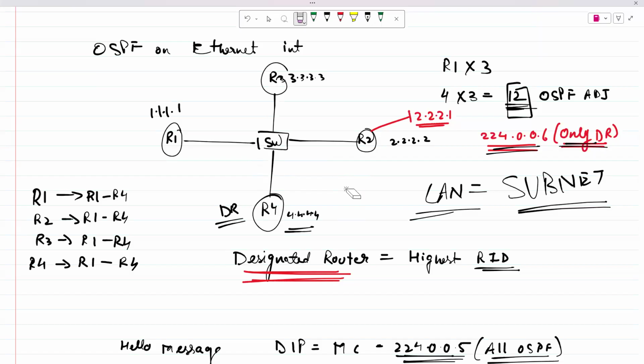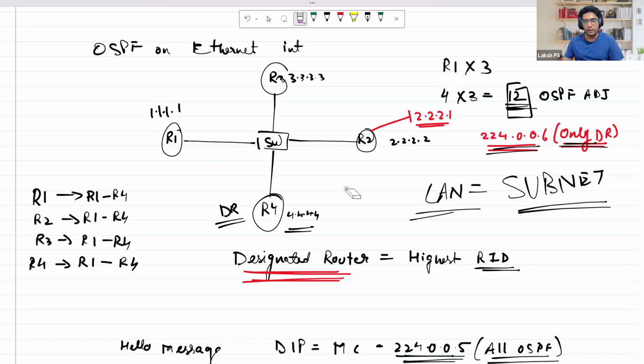So whatever R2 sends to R4, when R4 sends that data to the multicast, it will be received by R2 again, along with R1 and R3. However, because R2 already has that data, it already has that entry, it will not make any change.